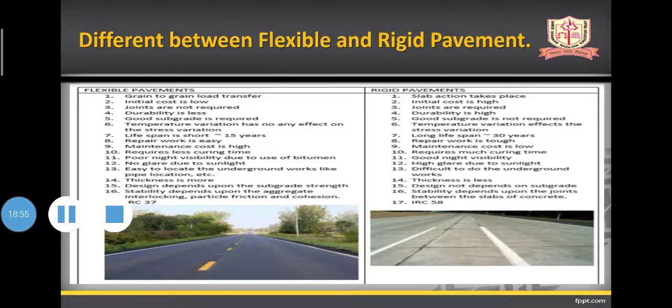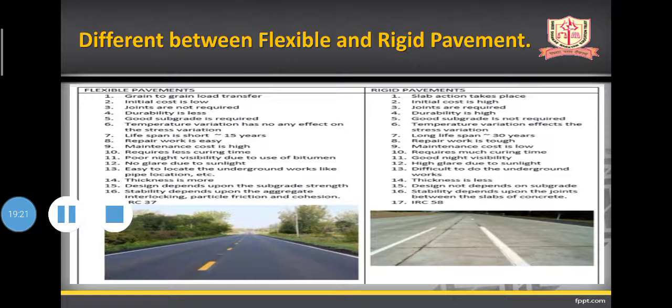Then the durability is less in a flexible pavement, and in a rigid pavement the durability is high. Yes, obviously the durability is less in the flexible pavement, since the material we are using in the flexible pavement has a life less than that of cement concrete material. Therefore, the durability is high in a rigid pavement.